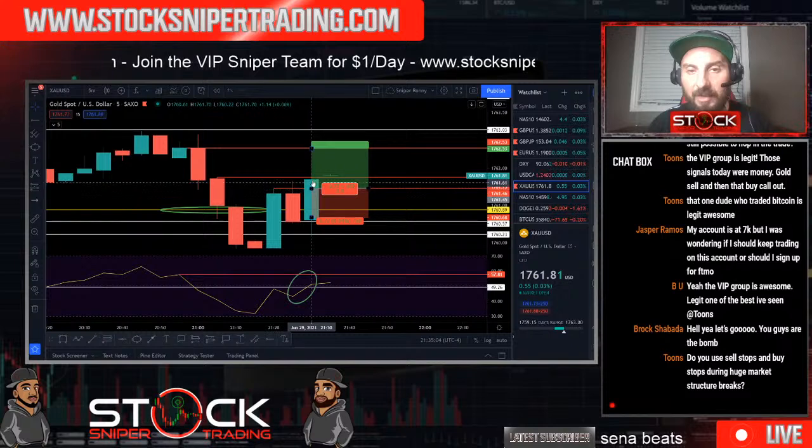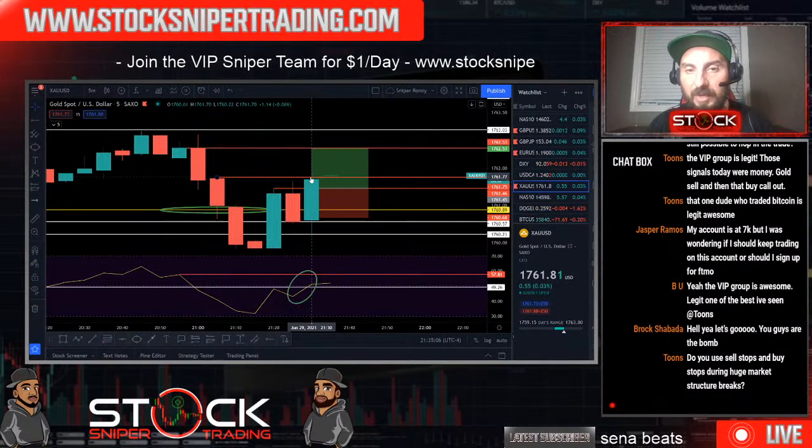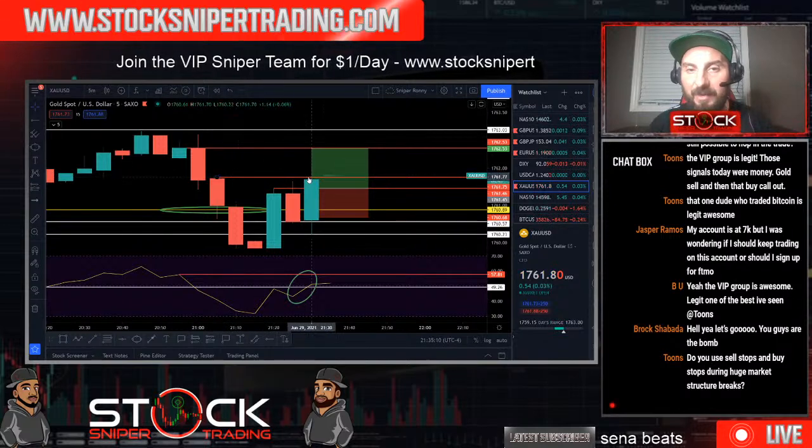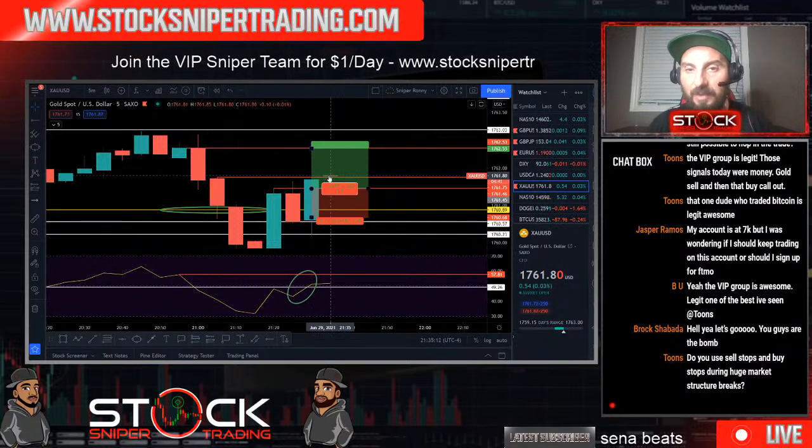Okay, look at it. The impulse candle closed right here below our next, look at that red line. That's our take profit area. And then our next candle opened up above it.